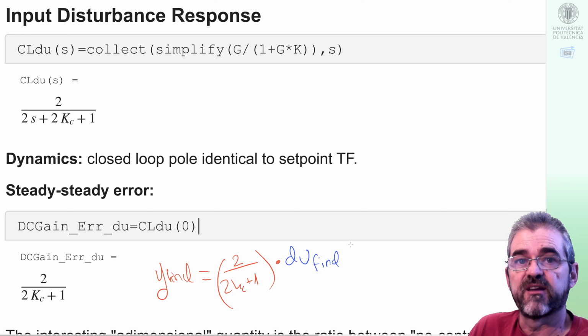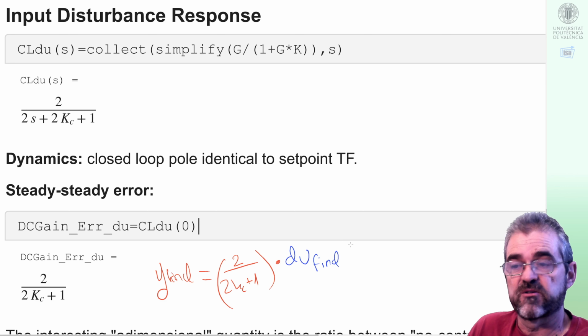Because if I could measure it, then control would be trivial. If somebody steals from me, let's say, 2 kilowatts of thermal power, then what must I do to counteract that? Well, just increase my manipulated power by 2 kilowatts. So control is trivial if I can measure the disturbance.